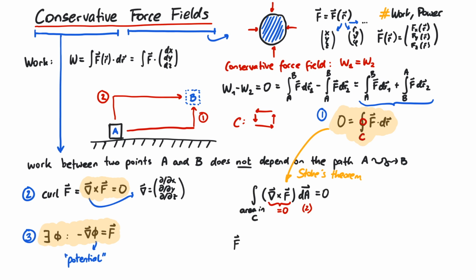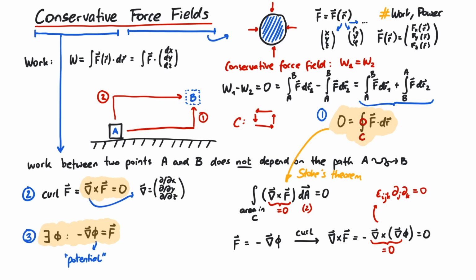Now for the third one, let's assume there is such a potential phi. If we take the curl of this expression, we can use an identity of vector calculus that the curl of a gradient is 0. This means definition 3 is as good as definition 2, which is in turn as good as definition 1. And that's pretty much it for this time.